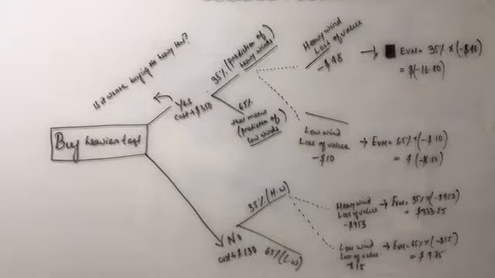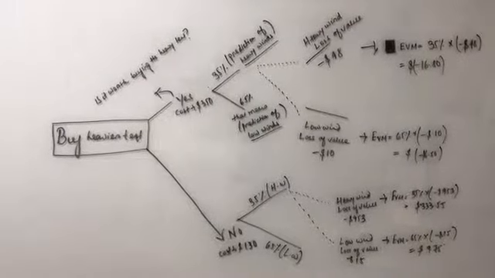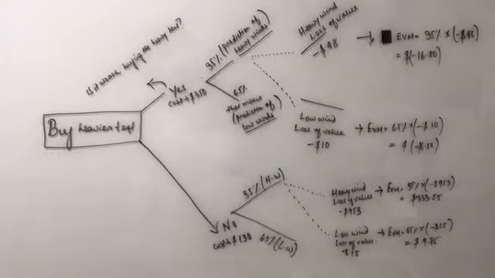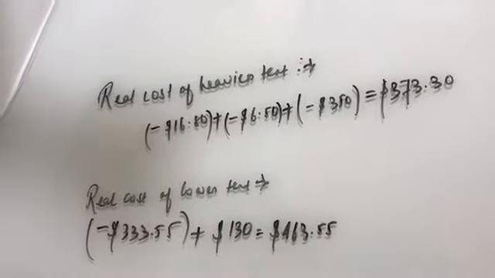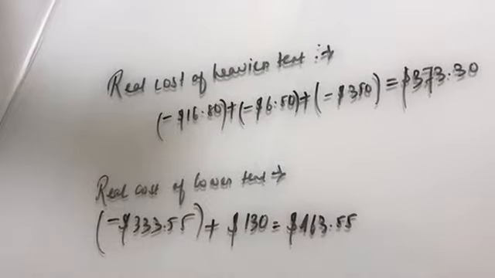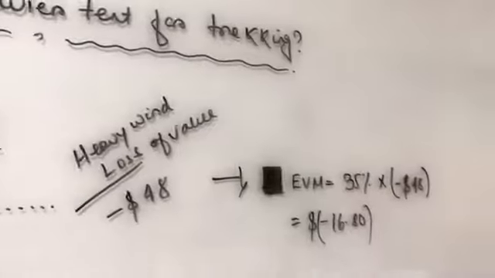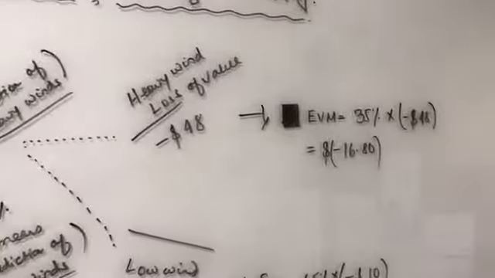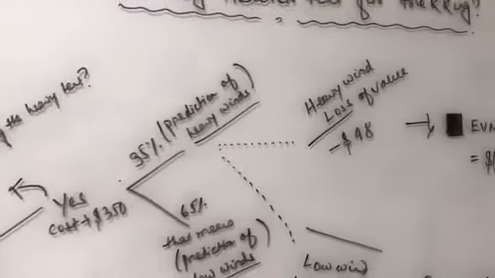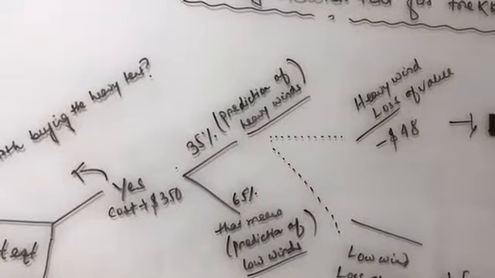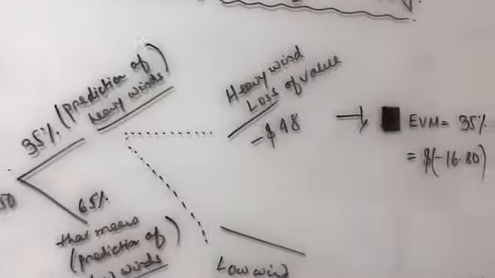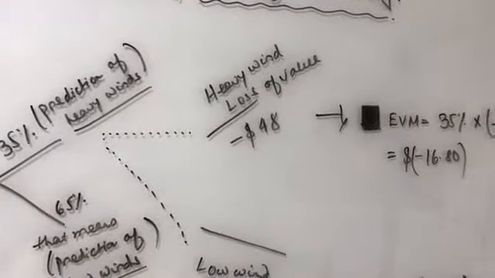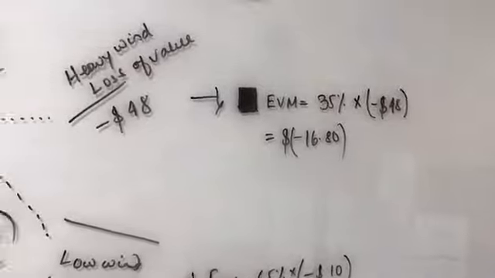Now, how do I decide whether I go for a heavier tent or a lighter tent based on my EVM values? So here it is. Real cost of a heavier tent if I buy: minus 16.80, which is here. How do I get minus 16.80? If the prediction is yes, then 35% prediction of high wind is yes, then my loss of property value would be $48. Hence I get 16.80.